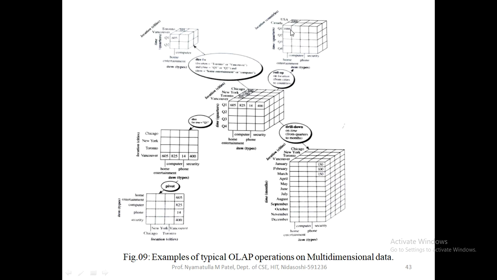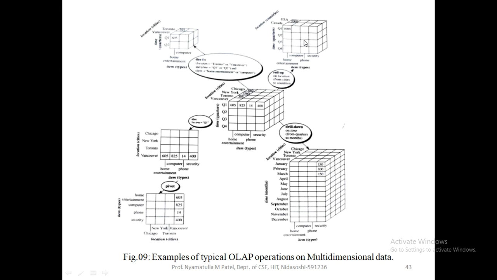Now roll up, we are going to get data with respect to the countries like USA, Canada. Here we have cities like Chicago, New York, Toronto and Vancouver. Now we are taking into consideration USA and Canada at a higher level. In other words, rather than grouping the data by city, the resulting cube groups the data by country. So here you have grouped the data according to the cities, and in this table we have grouped the data according to the country.